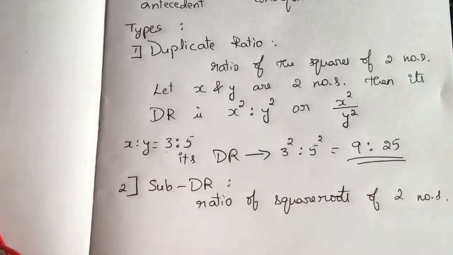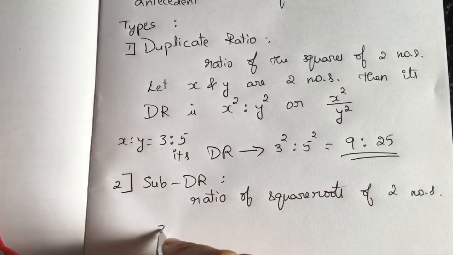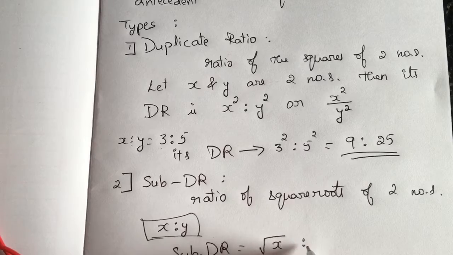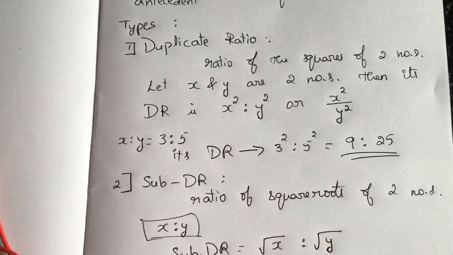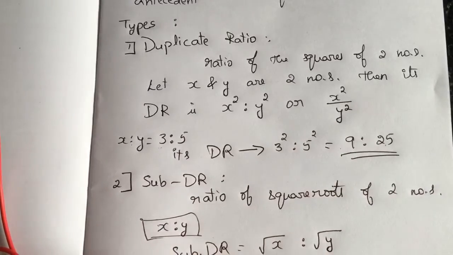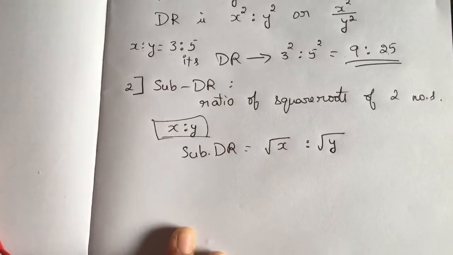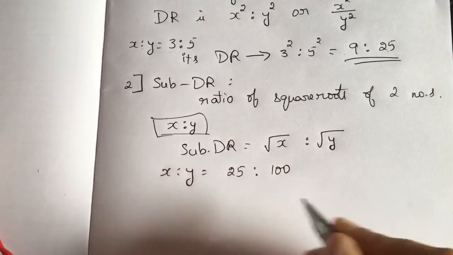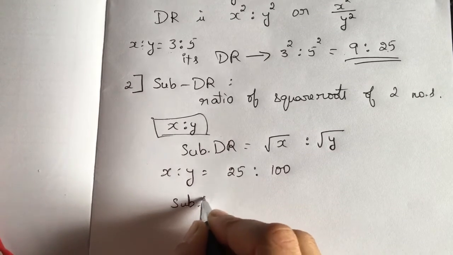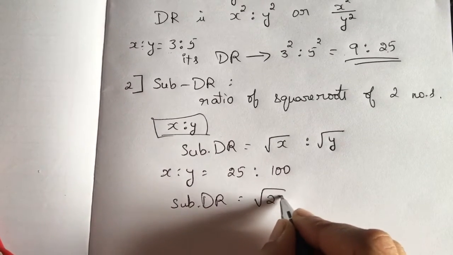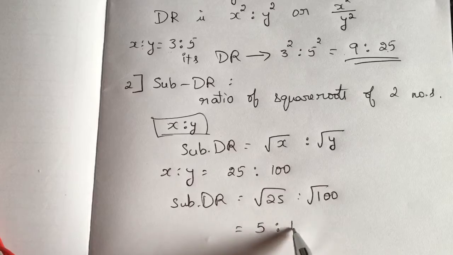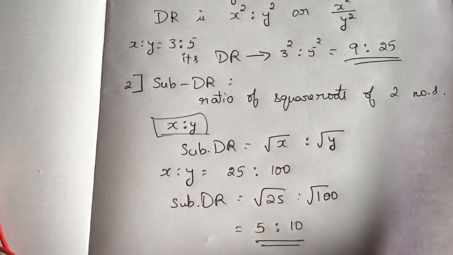Suppose X and Y are two numbers and X is to Y is given, then the subduplicate ratio is root of X is to root of Y. For example, say X is to Y is 25 is to 100, then the subduplicate ratio is root 25 is to root 100, and root 25 is 5 is to 10. So this is the subduplicate ratio.